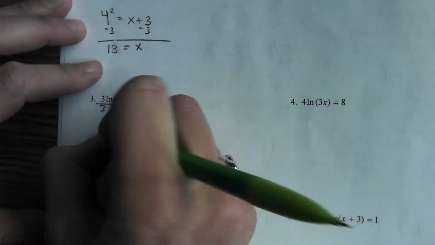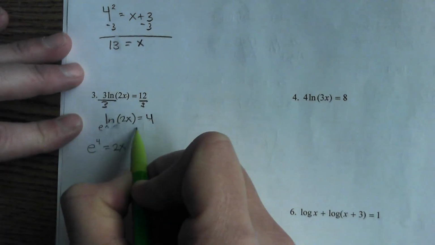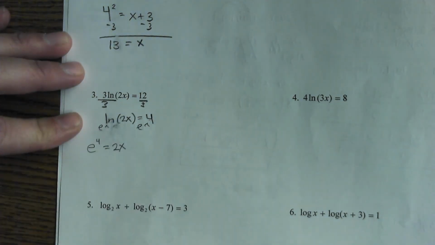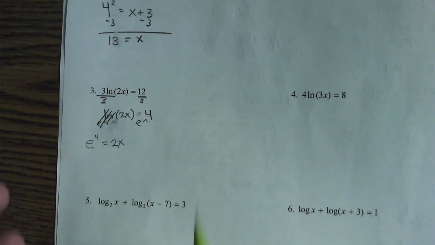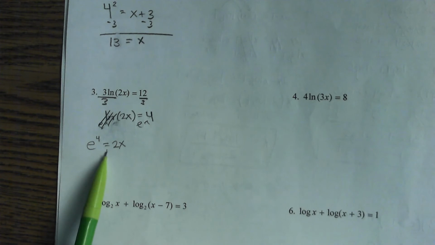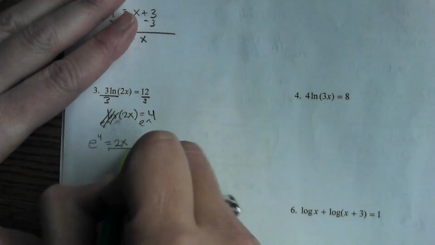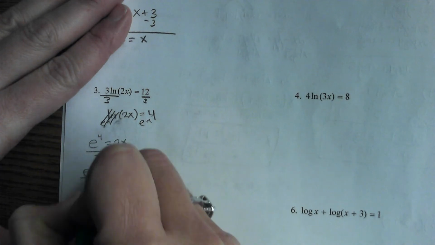How many of you last year would have, if you had an ln to get rid of it, you just would have raised e to both sides? That look familiar to anybody? And your e to the ln would cancel, and you'd get 2x equals e to the 4th. It's obviously the same thing. And then just divide by 2. And x equals e to the 4th over 2.